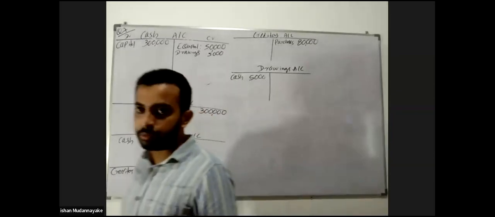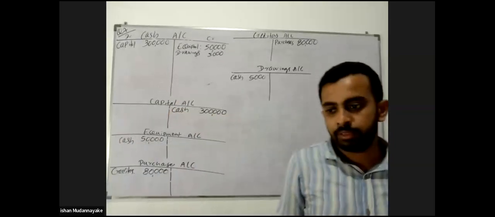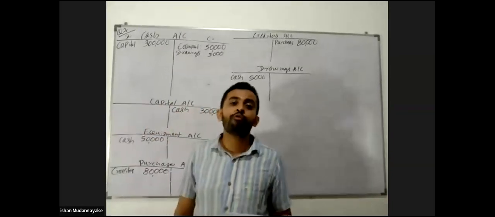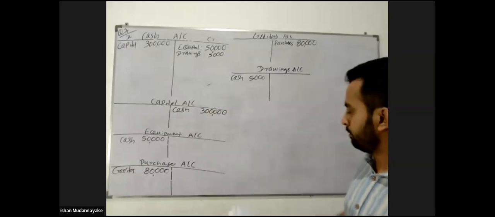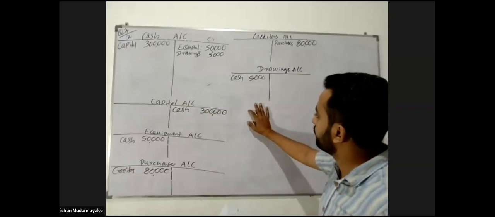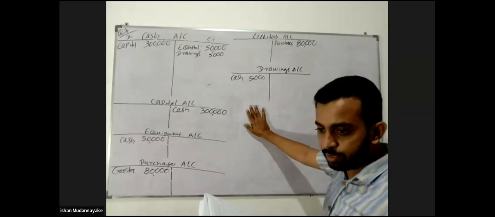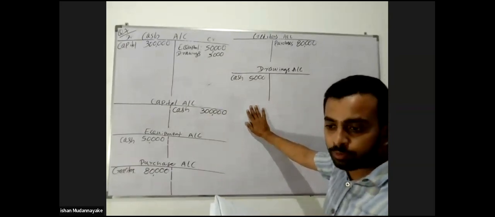Look at transaction number five. Cash sales 50,000. Because of this 50,000, is it cash inflow or outflow? Inflow. Yes, cash inflow. If cash inflow, cash book debit. Cash book debit 50,000.